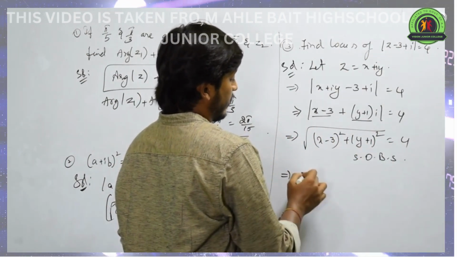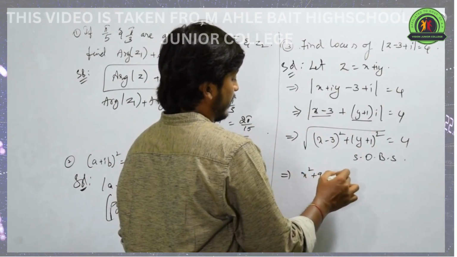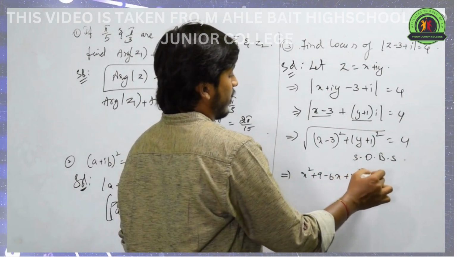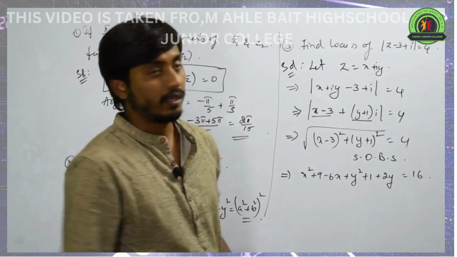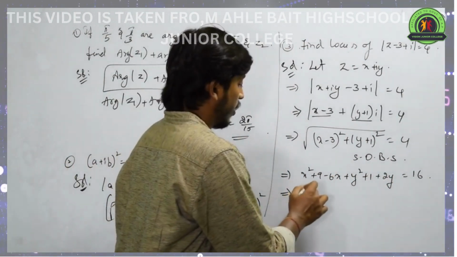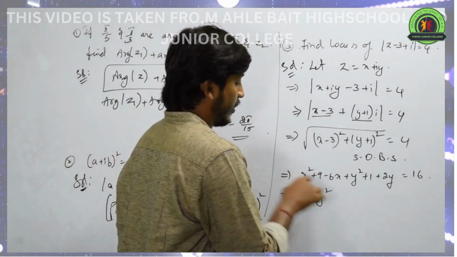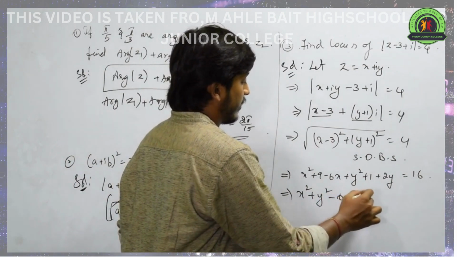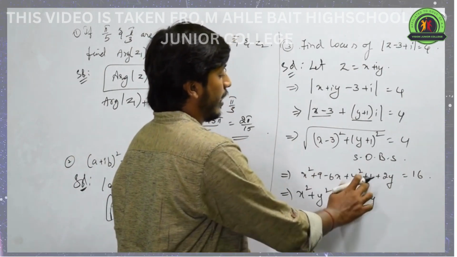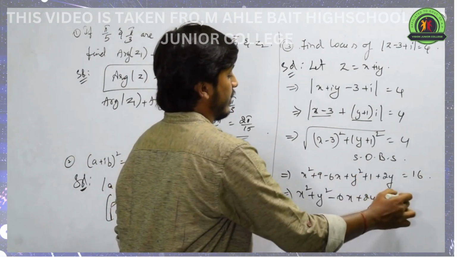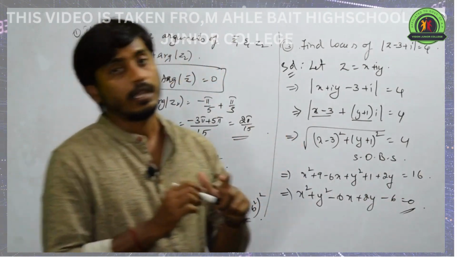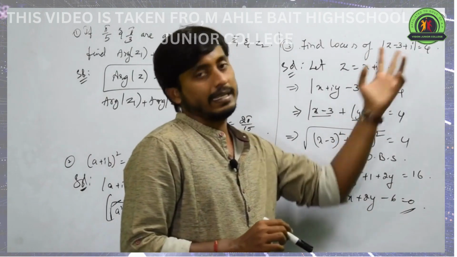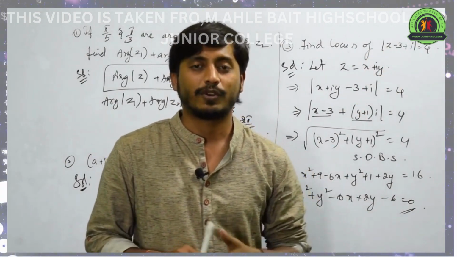I will get it as x square plus 9 minus 6x, y square plus 1 plus 2y is equal to 16. Okay. So, we will keep all x square plus y square terms first, minus 6x plus 2y, 9 plus 1 is 10, 10 minus 16 is minus 6, equal to 0. This is the locus for the given equation under the modulus. Clear? Shall we move on to the next problem?